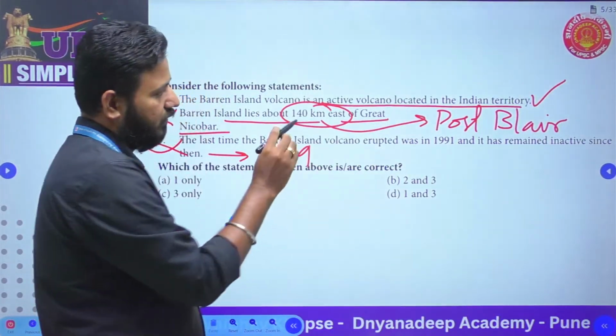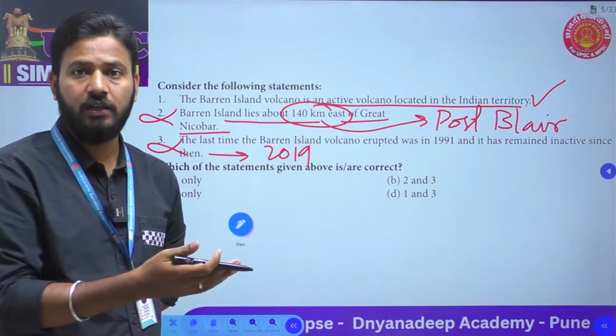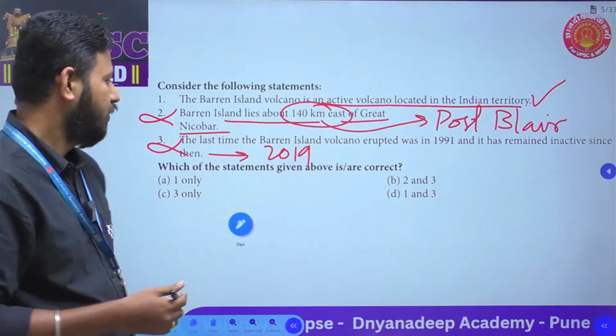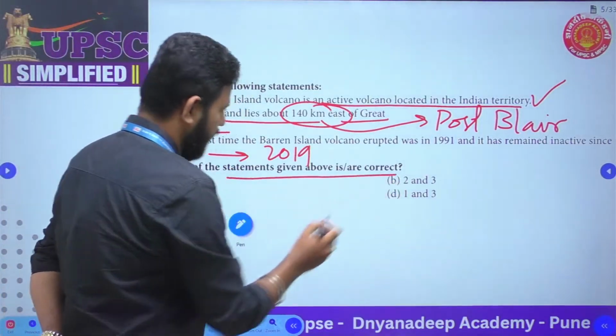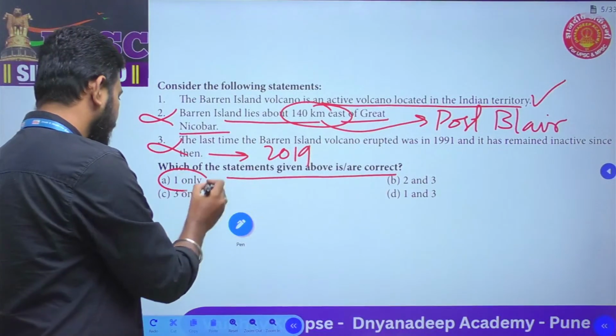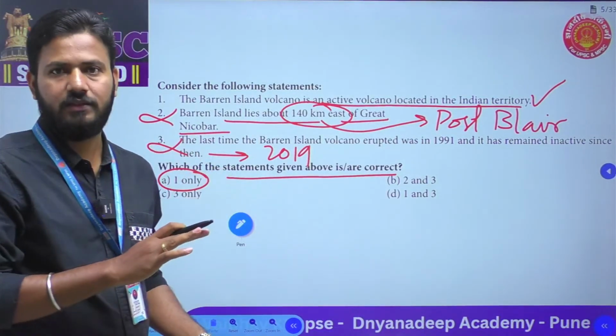Okay, so it was not dormant since 1991. We have seen some eruptions later as well, very recently as well. So this statement here also is wrong. So which of the statements given are correct is the question. So our answer should be A, B1. Okay, this is again current affairs, nothing to do with the books.